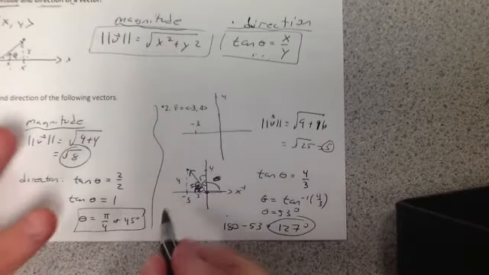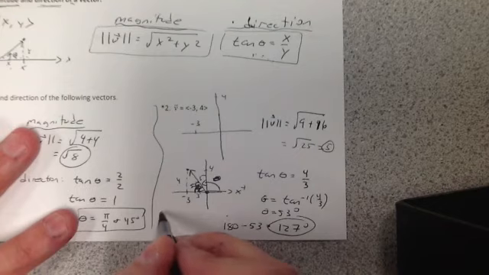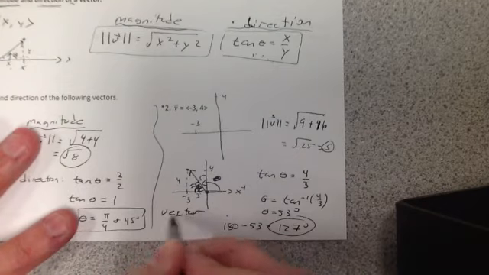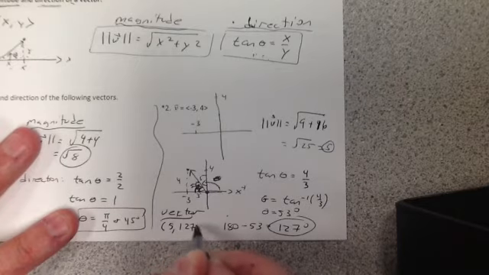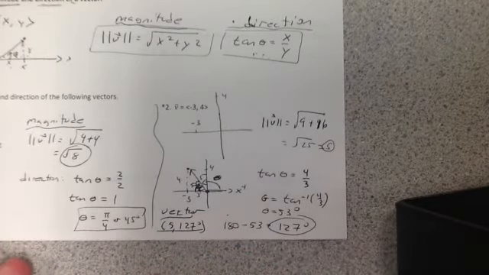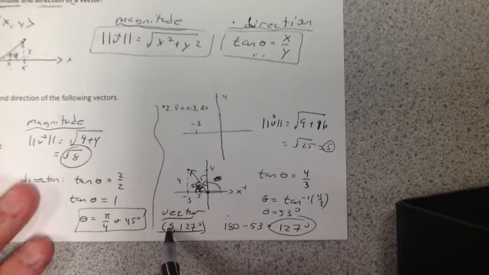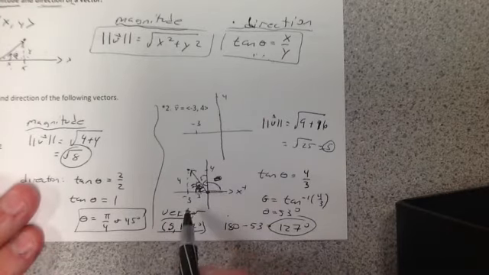So a way we could write this vector sometime, we can actually rewrite the vector like so. And it's kind of cool. We could write the vector as 5, 127 degrees. And that's the same vector. It goes out 5 units at 127 degrees.